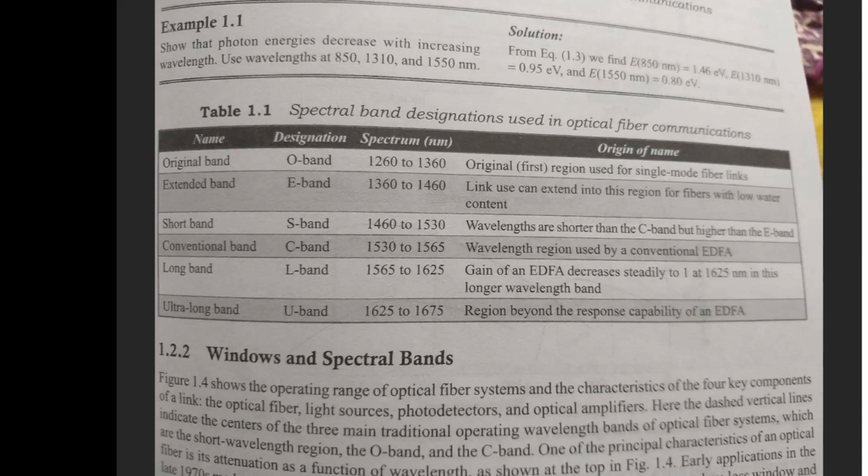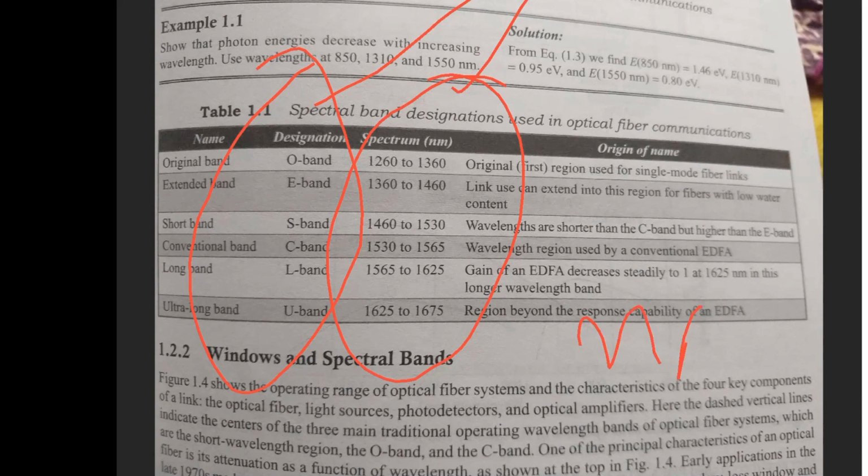Instead of an LED, one can use a laser, or one can use an LED, to have this range of frequency. That is 1260 to 1360 nanometers, the O band, known as the original band. The E band is the extended band, 1316 to 1416 nanometers. All are in nanometers. Then the short band, and the conventional band, the C band. The C band is very popular in optical communication, at 1530 to 1565 nanometers. Similarly, the long band and the ultra-long band.